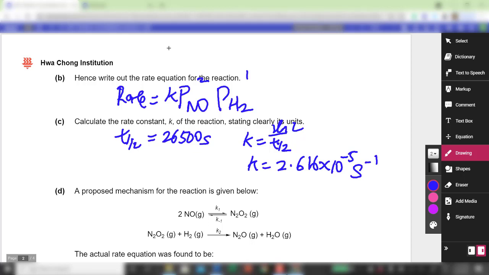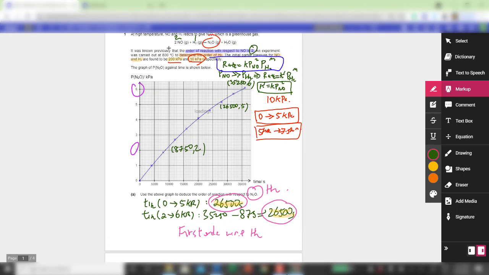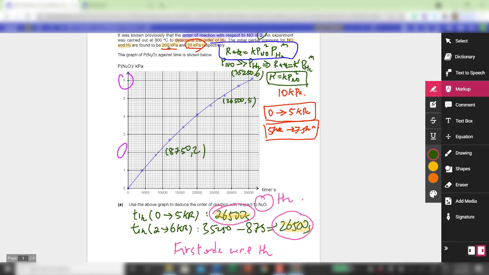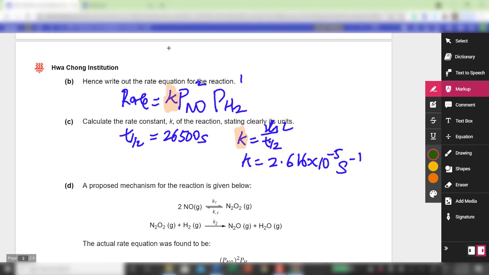Now however, at this stage I want all of you to move back a little bit. We are looking at this k. Is this k the same as this k? Apparently it is not, because above we are looking at a pseudo first order reaction. So in this case, we are actually not calculating k here, we are actually calculating k prime.